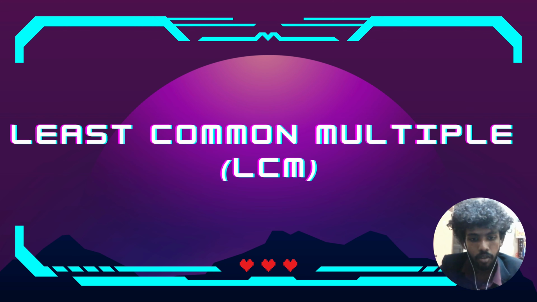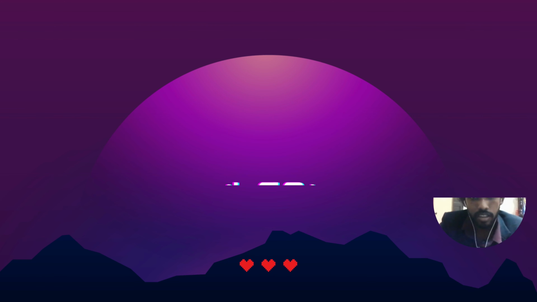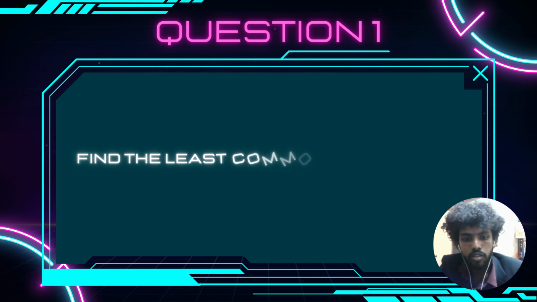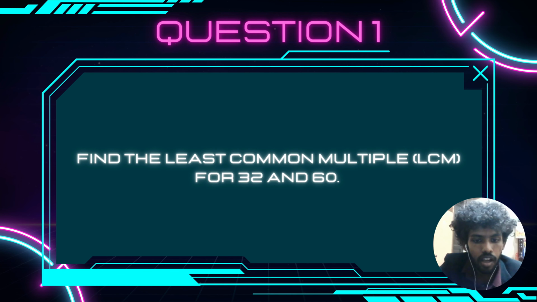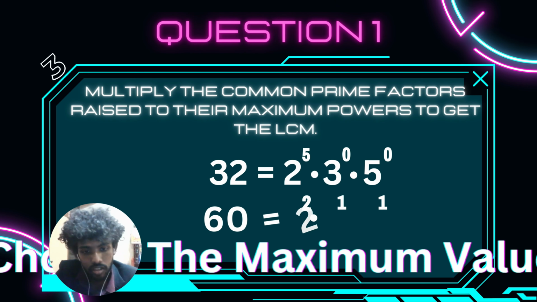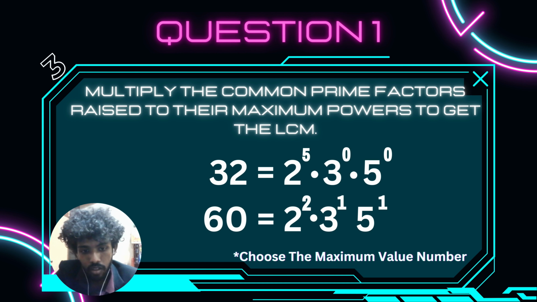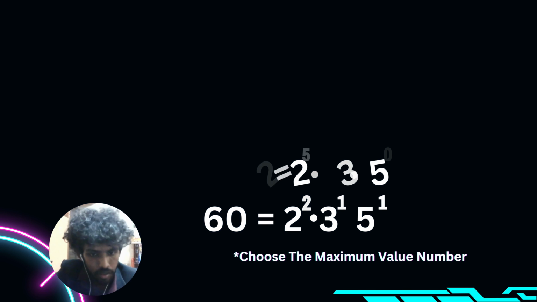Now I'm going to present the second part of division in the integers, which is the least common multiple, also known as LCM. We're going to modify the question as: find the least common multiple LCM for 32 and 60. For the GCD using the prime number technique, we chose the minimum value number, but now we're going to choose the maximum value number. Both of the steps are the same, but the only difference lies at this particular part where we choose the maximum value number instead of the minimum value number.